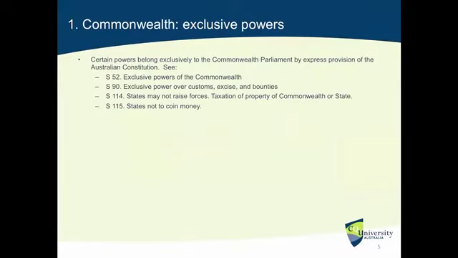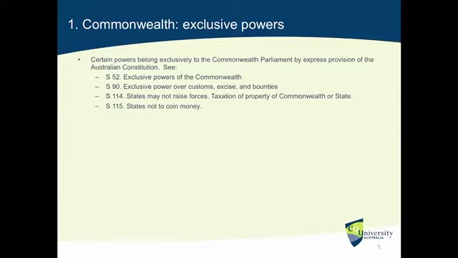Let's begin by talking about the exclusive powers of the Commonwealth. So, for example, Section 52 of the Australian Constitution provides some of the exclusive powers of the Commonwealth. These relate to the seat of the government of the Commonwealth and all places acquired by the Commonwealth for public purposes. Matters relating to any department of the public service, the control of which is by this Constitution transferred to the executive government of the Commonwealth.